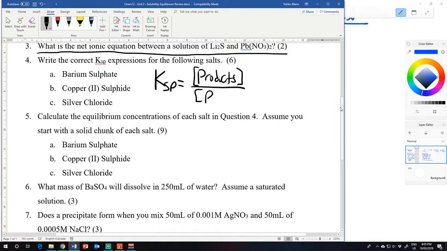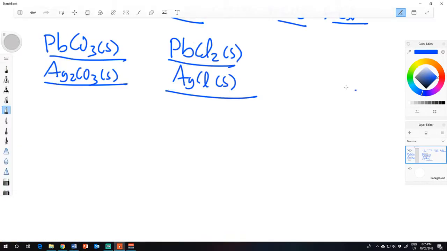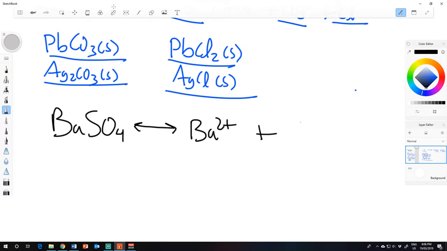But with solubility equations, we tend to start off with the reactant. So what's our barium sulfate? Barium sulfate will have this formula, BaSO4. And when we want to write the KSP for this particular equilibrium, when this goes into solution, it will create barium ions and sulfate ions. It will be aqueous, this will be aqueous, this will be solid.